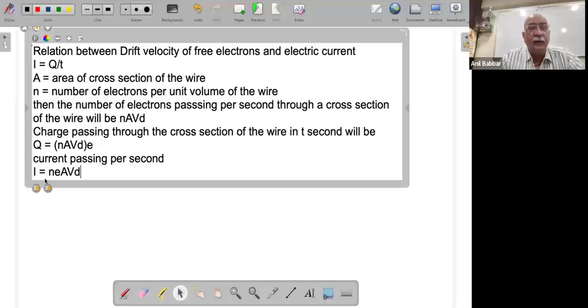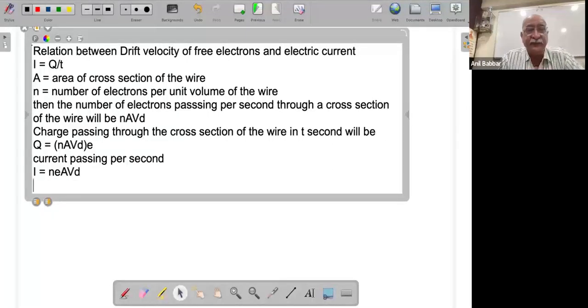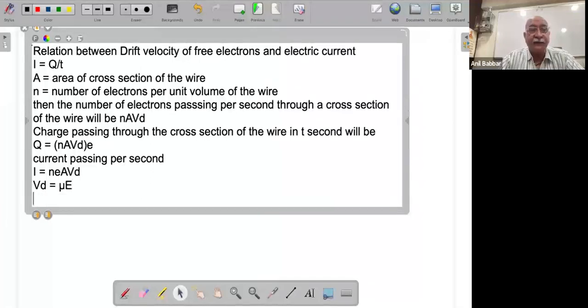Fine. And if we replace this VD by mu times E, then current will be equal to N E A mu times this E, right? Mu times E, where mu is the mobility of the electrons. Fine.